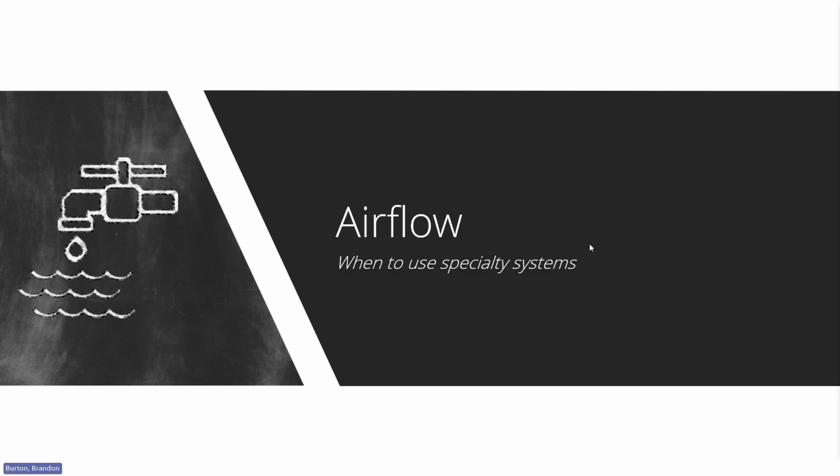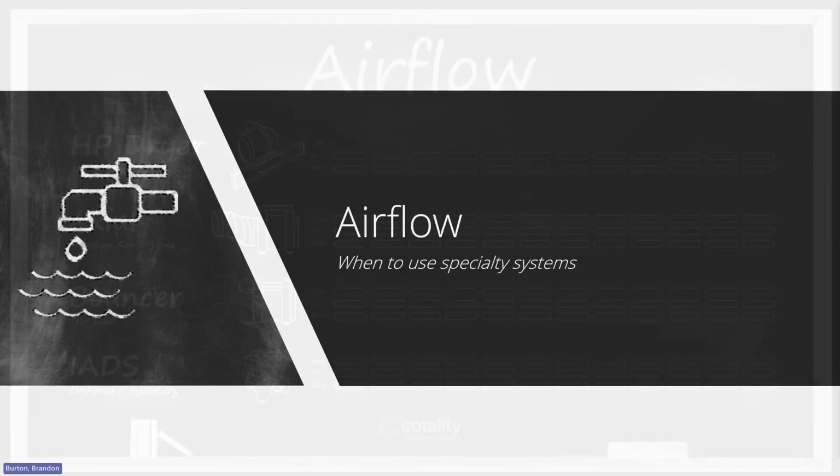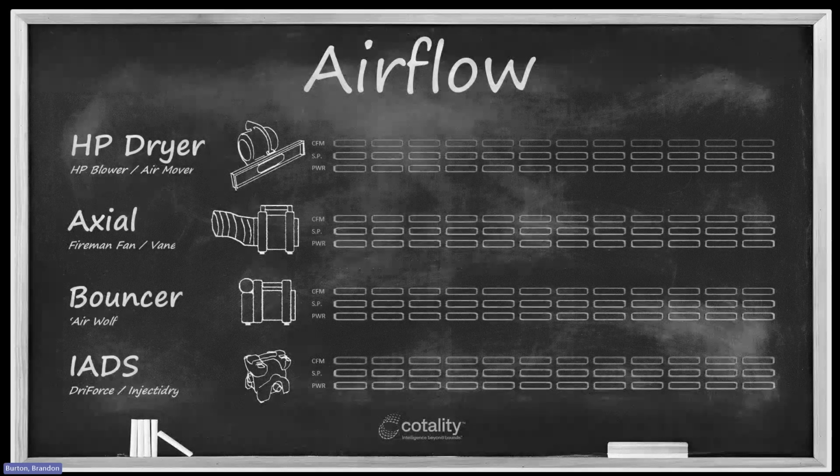So the next section I want to jump into for specialty drying systems is airflow. In the air movement category, things can get a little more complicated than they do with desiccant dehumidifiers, in terms of the options and choices out there for specialty drying systems and airflow. To help us unpack and break that down, I want to talk about specialty drying systems and airflow in four general buckets.